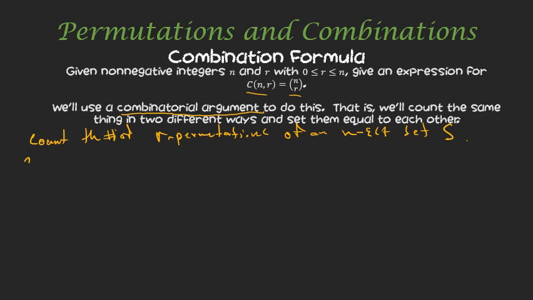So on one hand, we know that this number is P(n,r), and we came up with a formula for that. This is n factorial over (n minus r) factorial. So this is what I mean by counting it two different ways. We already have a way to count the number of r-permutations, and we know what the formula is. It's this, n factorial over (n minus r) factorial. So how can we count the number of permutations differently?